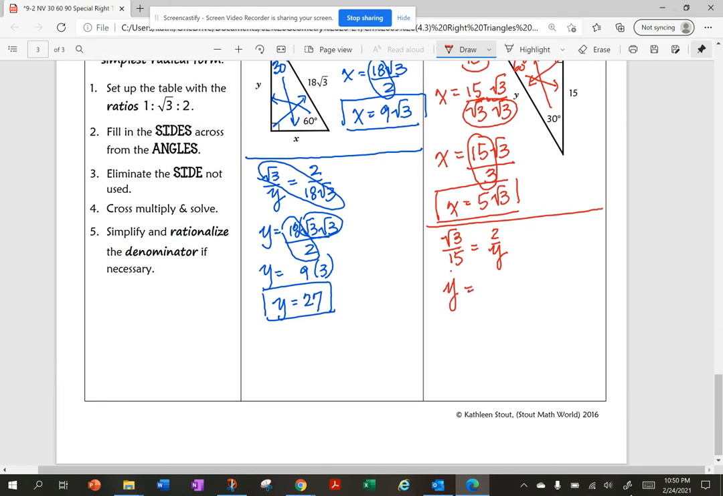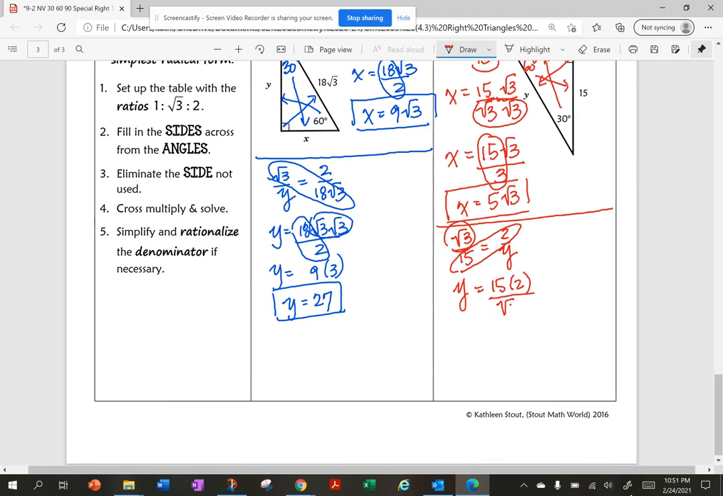So y equals 15 times 2 divided by the square root of 3. I need to rationalize the denominator. So square root of 3 times the square root of 3. I get y equals, so 15 times 2 is 30 times the square root of 3. And square root of 3 times the square root of 3 is 3. So now I can simplify 30 divided by 3. So I get y equals 10 times the square root of 3. Okay, that's it.